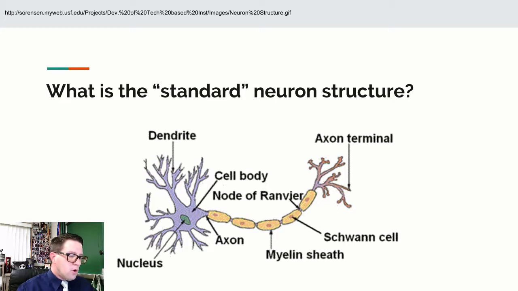So, all cells turn out to create this thing called the membrane potential. Every cell is a battery. Not every cell is capable of understanding what to do with the fact that all of the cells are batteries. One of those cells that can utilize the battery is referred to as a neuron.